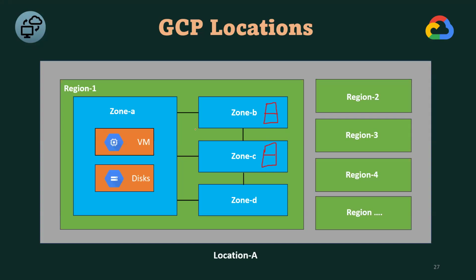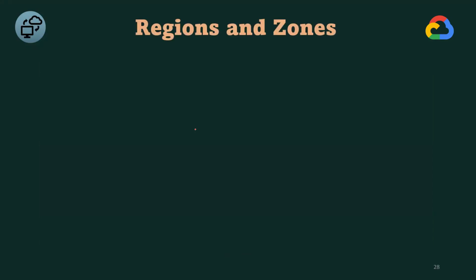Zones are having the data center. Each zone will be having a data center. Inside the data center, you will be having virtual resources as well as physical resources. Okay, so that is how it works, guys. So let me tell you the definition-wise what is a region and what is a zone.